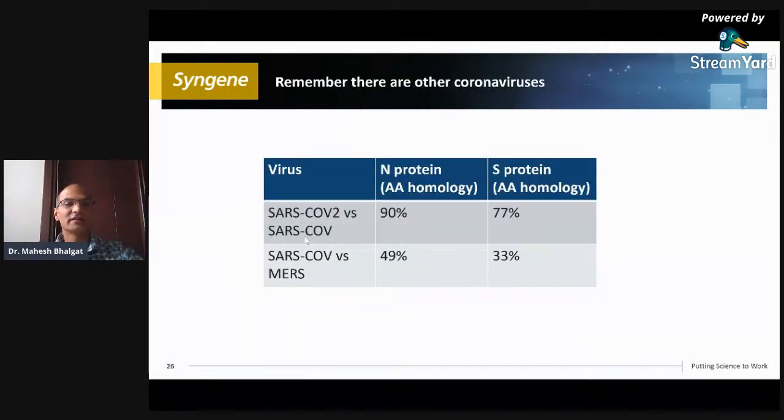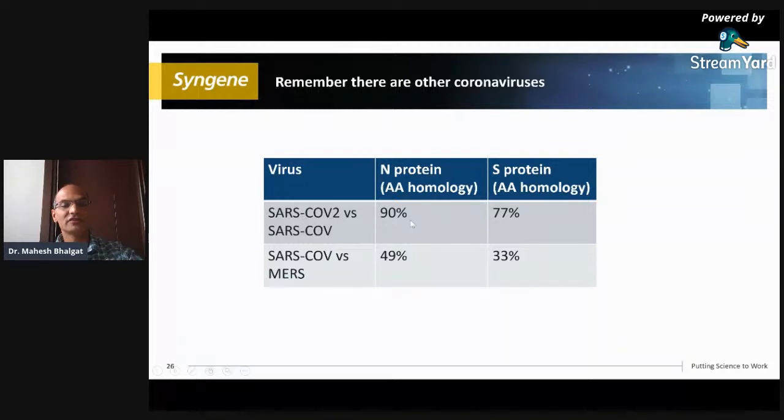I mentioned earlier that it does matter that there are other coronaviruses that we have been exposed to. This is another component that really helps understand how an assay should be built and what design components should go in. If we look at homology, this is amino acid homology for the N protein versus the S protein, compared between SARS-CoV-2, the current infection we are facing for COVID-19, versus the last SARS. The nucleocapsid protein has an amino acid homology of approximately 90%, versus the S protein homology of 77%. Doing the same comparison between SARS-CoV-2 versus MERS is about 49% for the nucleocapsid protein, and the S protein is 33%.